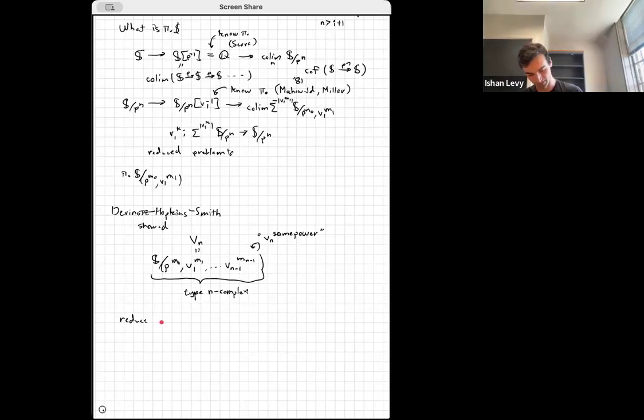You can reduce understanding pi star of the sphere to pi star of these Vn's after inverting this self map. And this is called a telescope, the telescope of inverting the self map. So it's a telescope of a type n complex. Yeah, so this method keeps going.